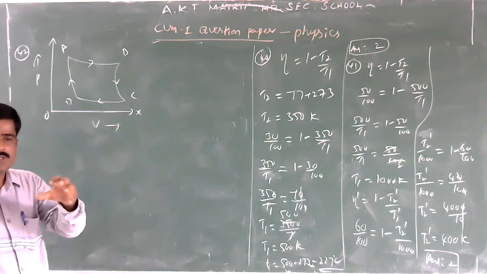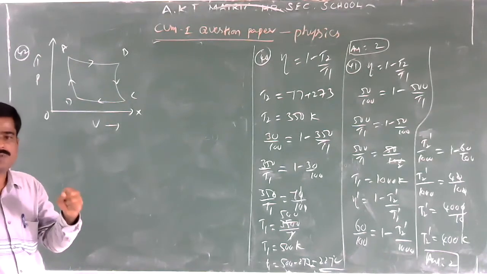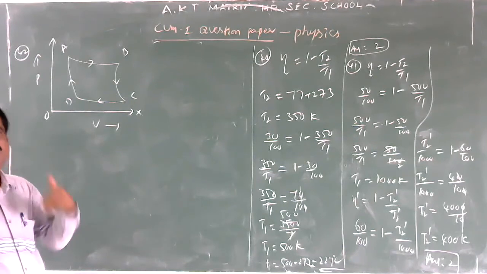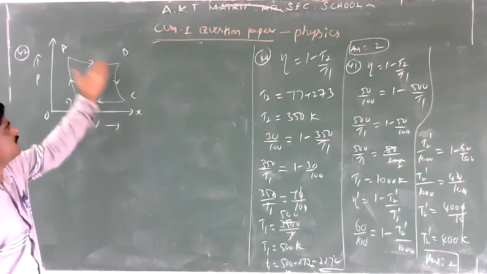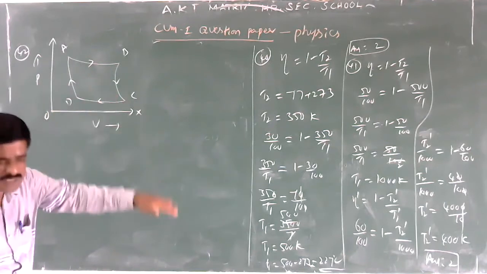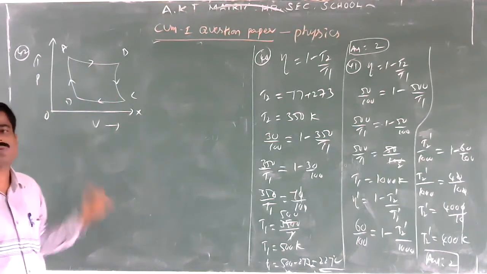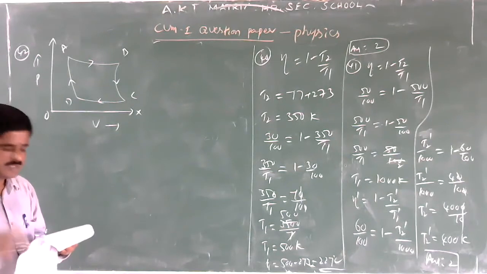Why? Because when the system absorbs a certain amount of heat, what happens? The system produces some work. That work is done by the system, because this cycle is traced in the clockwise direction. Some work is done by the system as a certain amount of heat is absorbed from the surroundings. So the second statement is correct.